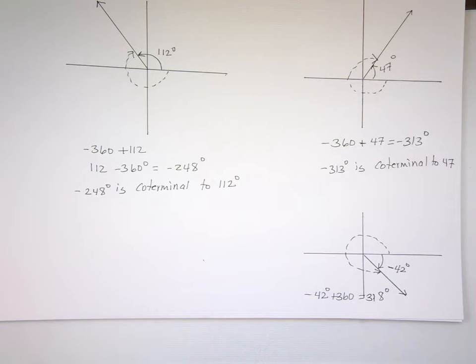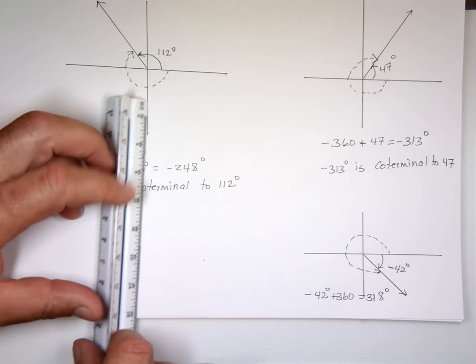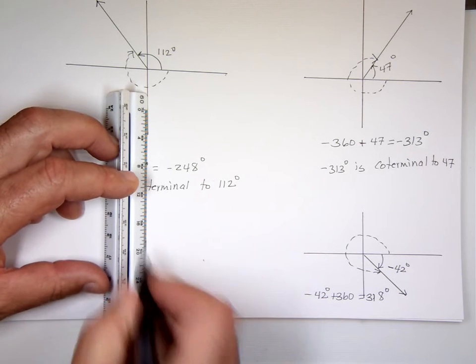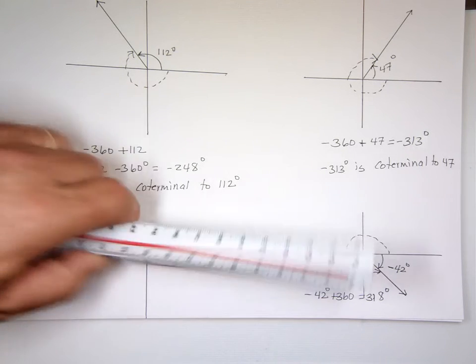One has to be positive, one has to be negative. They can't be both positive or both negative.